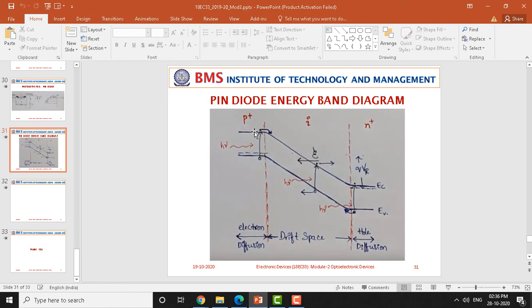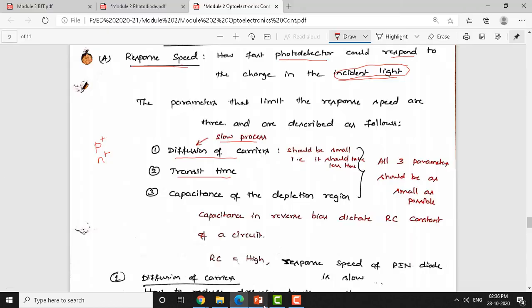If the depletion width is very small, the electron will take less time and the transit time will be less. So, the amount of time it should take should be very less. Let us try to explain this. Transit time means the amount of time an electron takes to move from p plus to n plus or from n plus to p plus here. In general, the amount of time taken by the charge carriers to move from p plus to n plus or n plus to p plus is called the transit time.